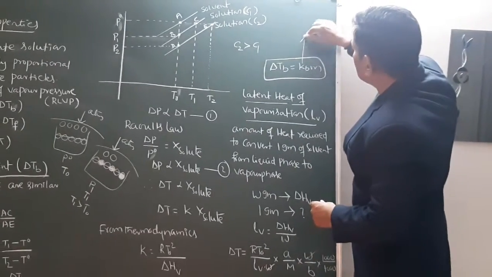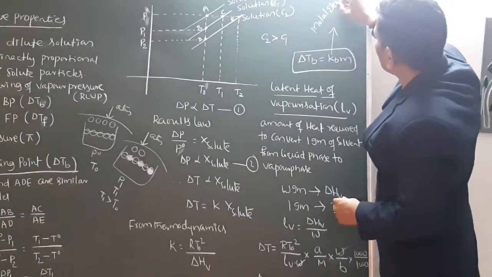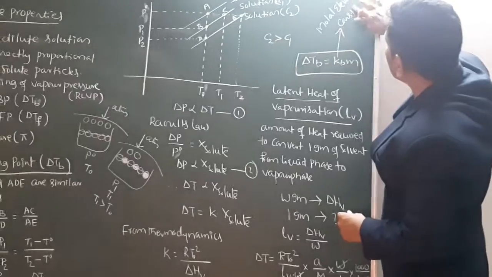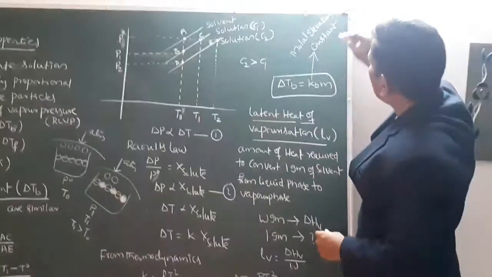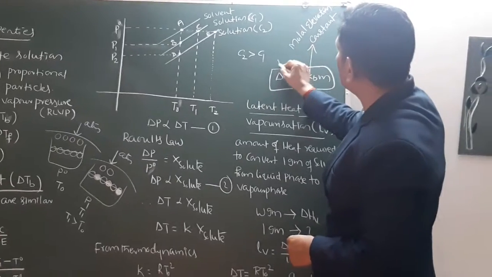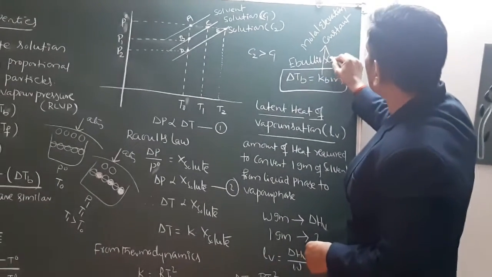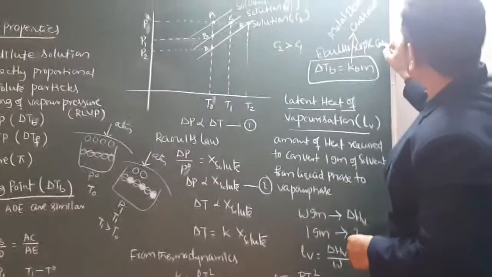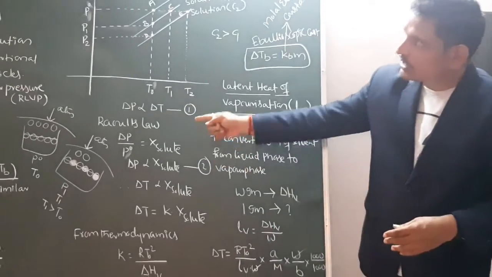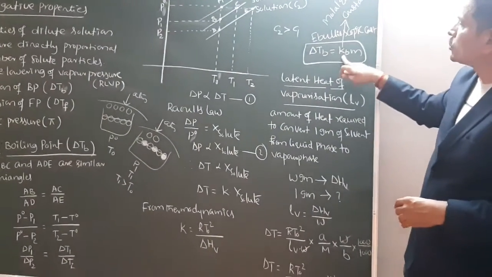Therefore, Kb is called the molal elevation constant, or this is also called the ebullioscopic constant. Ebullioscopic means high temperature constant. So this is elevation of boiling point, where temperature increases. Therefore, this is called the ebullioscopic constant.